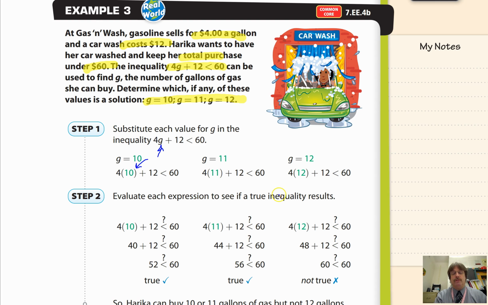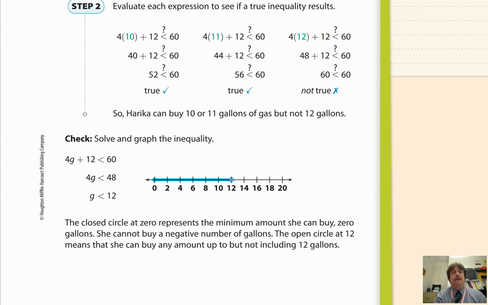Then you go through and do the same thing for the other values. Lastly, you look at your inequality and you're going to graph, because it says solve and graph. When you graph, you're creating a number line. 4G plus 12 is less than 60. 4G is less than 48 because they have subtracted the 12 on one side and on the other side. And then here they've divided by 4, so G is less than 12. It's less than, so you're going to use the open circle, and less than means you're pointing to the left. So you would graph that out.